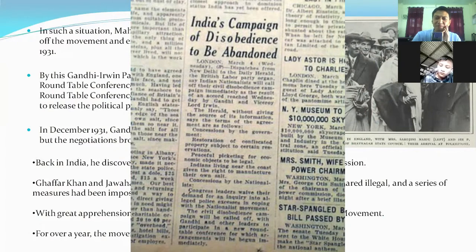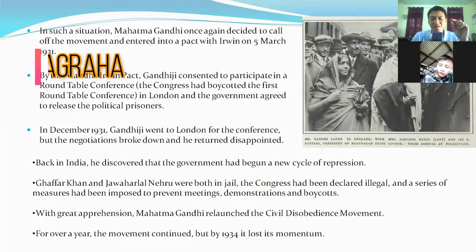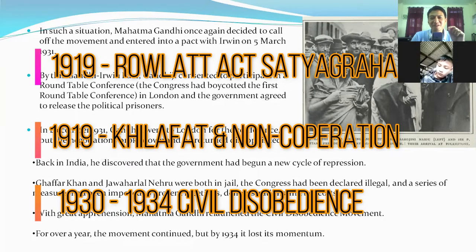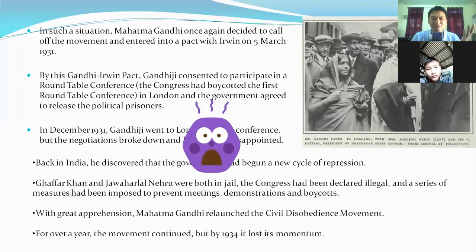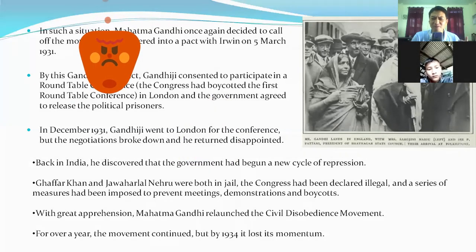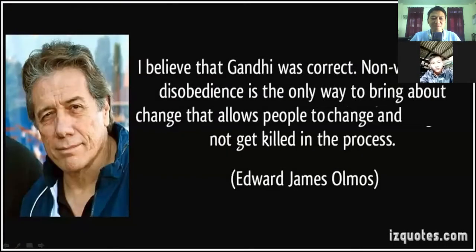So in the history of the freedom struggle, and with Gandhi, we find start, stop, start, stop, start, stop. And people don't understand. And people were a little frustrated and they questioned Gandhi. Maybe India could have got independence in 1922 itself. But Gandhi didn't want that. Now the reasons are explained very clearly by Edward James Olmos.